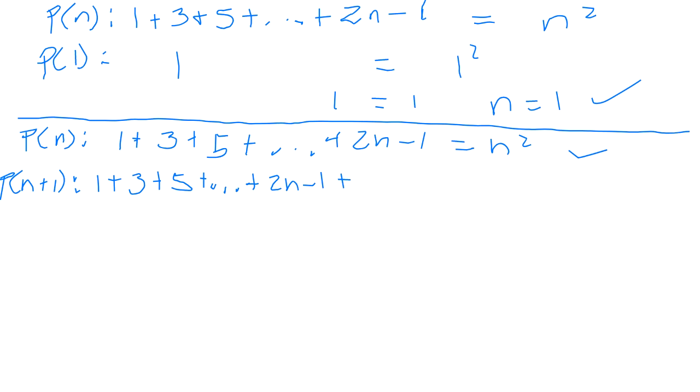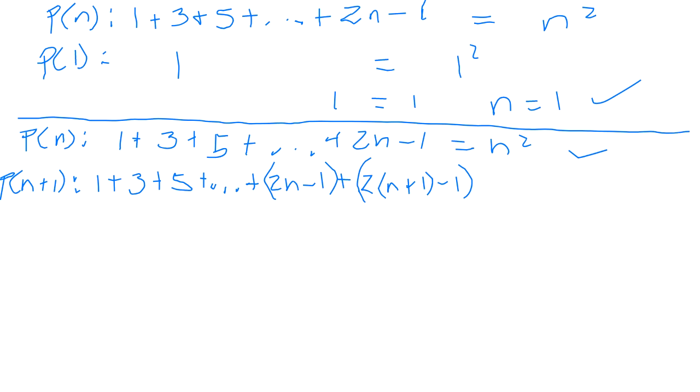It's 2n plus 1, because you're going to go up to this. You see, that last one was the nth term. We're going up to the n plus 1th term, which is 2 times n plus 1, minus 1. This is one term right here, and this is the next term after it.